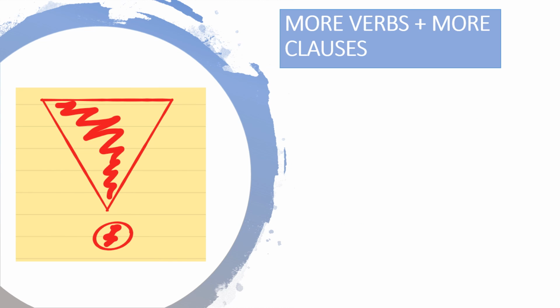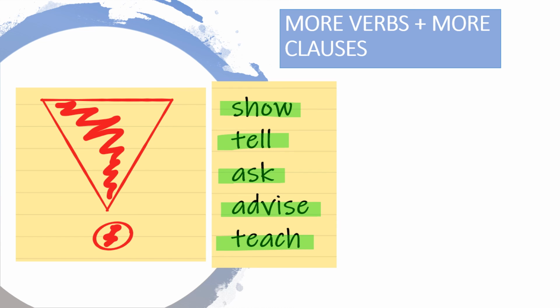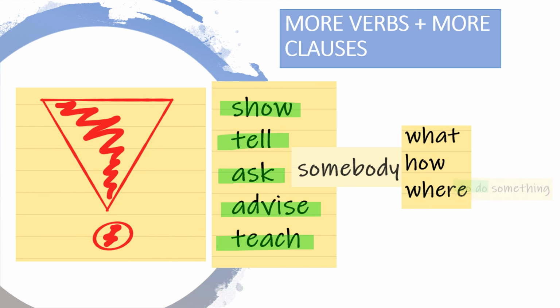All right. Look at this. We have more: show, tell, ask, advise, and teach. So the same rule applies for these verbs and for the other ones. We have to follow this pattern. Just like this, we have to do this. Show, tell, ask, advise, teach somebody what, how, where to do something. So that's it. This is the thing.